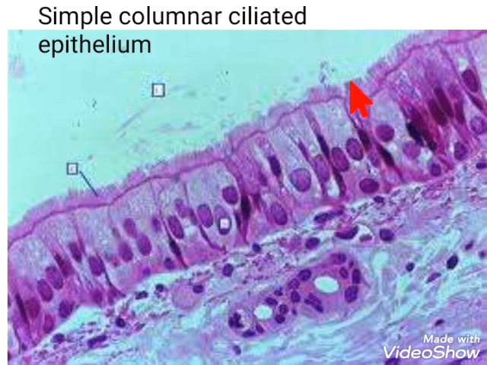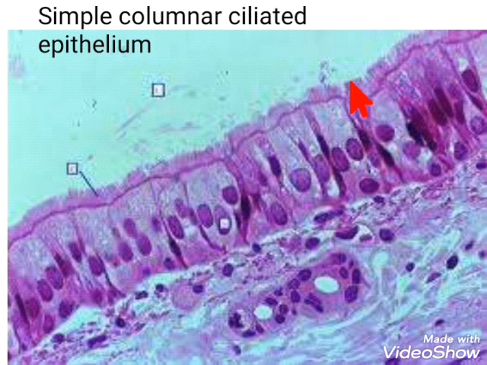Now let's talk about the location of simple columnar epithelium. It lines the stomach, intestine and gallbladder. It is the lining epithelium of the uterus. Simple ciliated columnar epithelium is present in the fallopian tube, central canal of spinal cord, ventricles of brain, some parts of the respiratory tract, afferent ductules of testes, and parts of the middle ear, the eustachian or auditory tube.